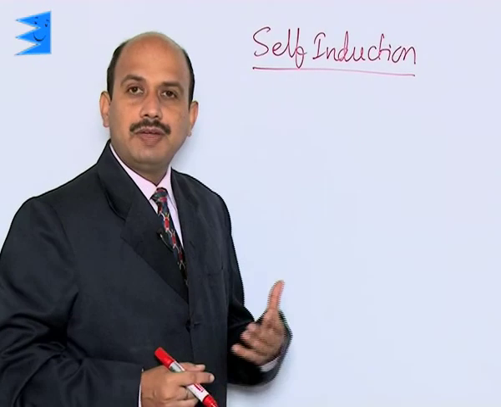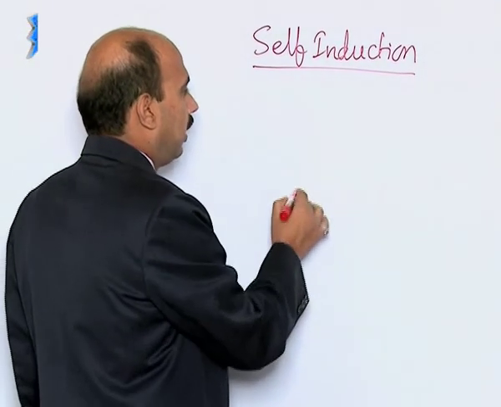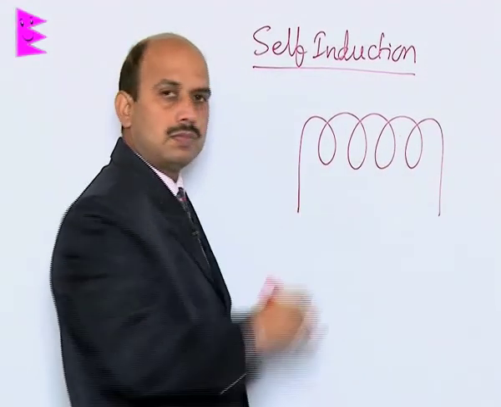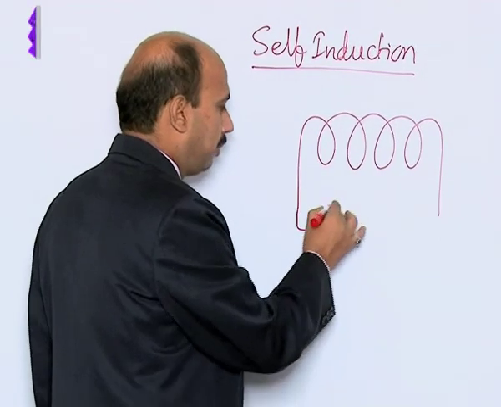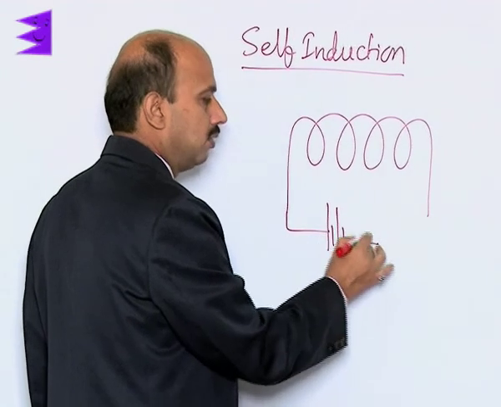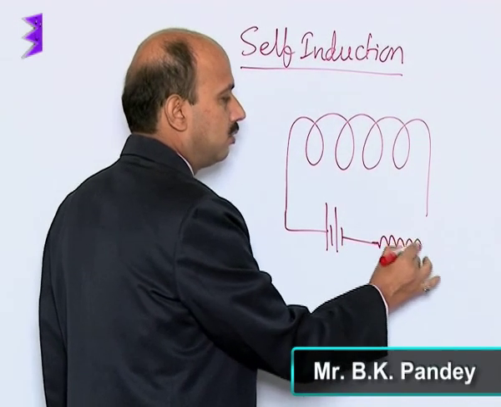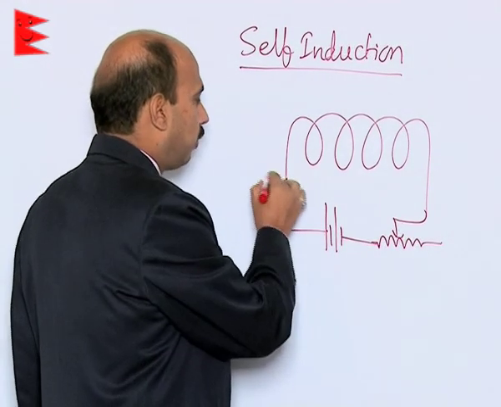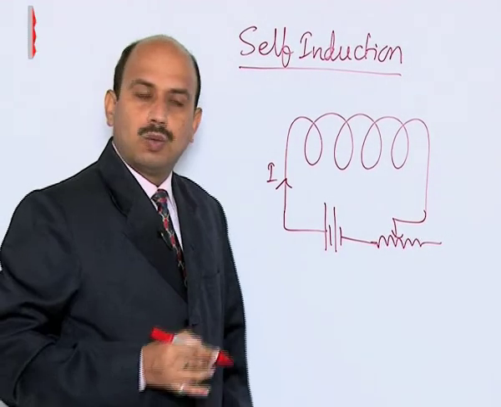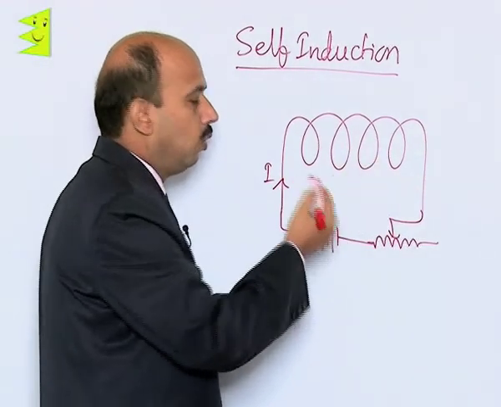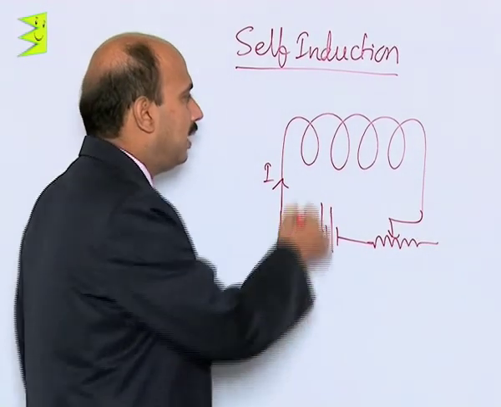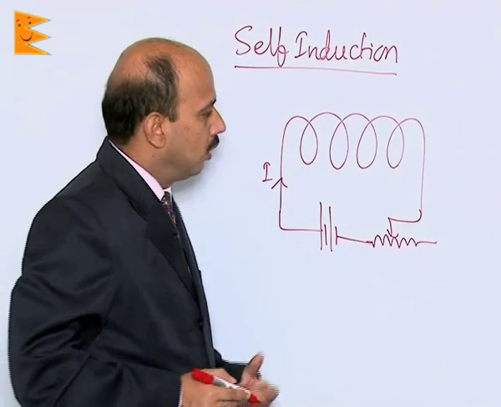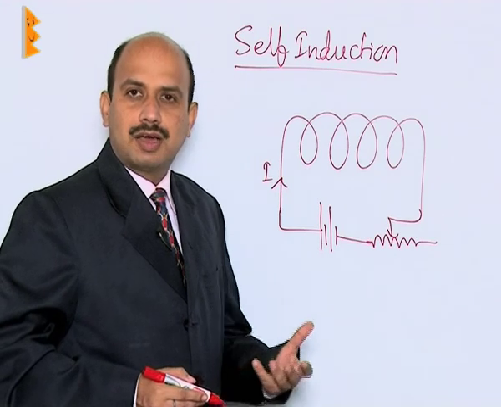Now see here, self induction. Here you have a solenoid, connected to a battery like this, and the resistance is over here. Now current is flowing from this side. When current flows through this loop or this solenoid, the magnetic field inside it is B equal to mu naught Ni, where N is the number of turns and I is the current.